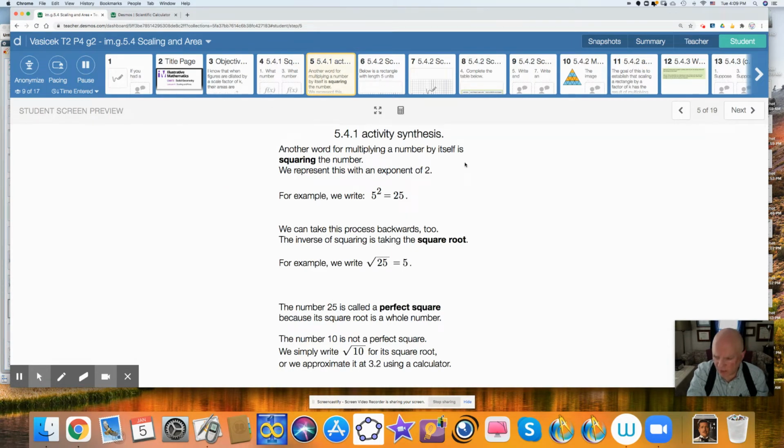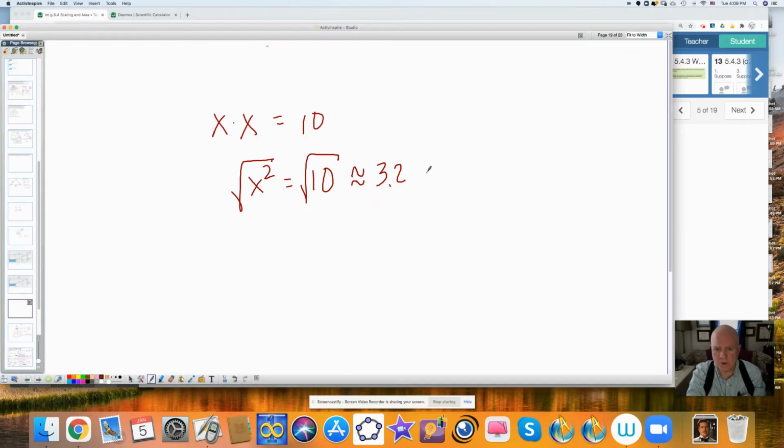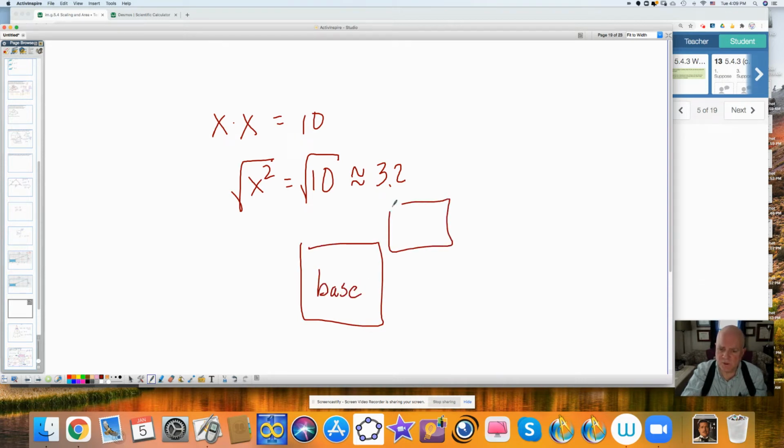Another word for multiplying a number by itself is squaring a number. We represent this with an exponent of 2. When you have an exponent, you have the base and you have the exponent, which is up here. You multiply the base by itself the number of times of the exponent. So if the exponent is 2, you multiply the base by itself 2 times. So x squared would be x times x.